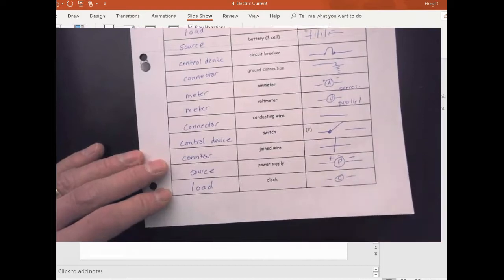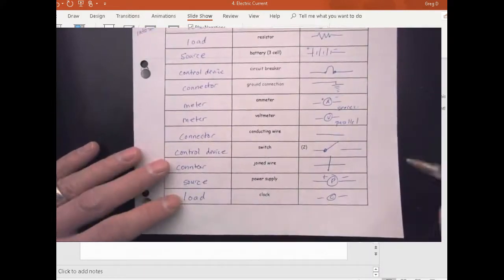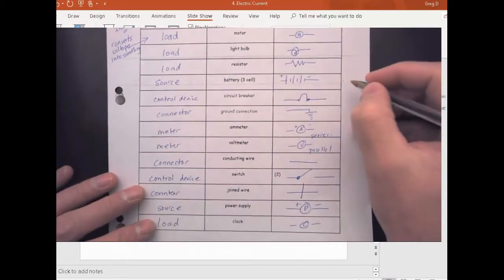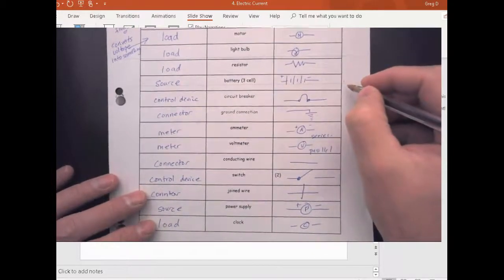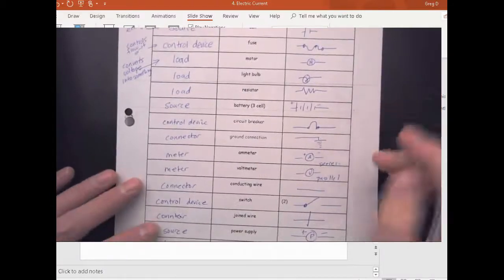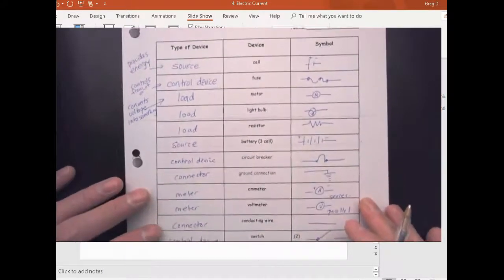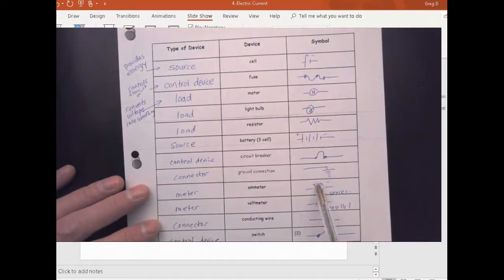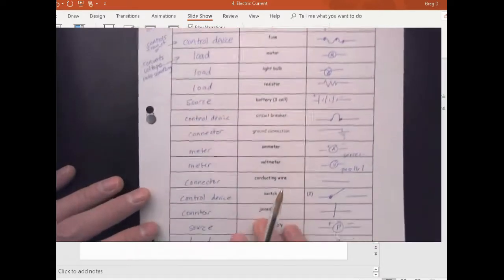So the most important thing that you need to know is these ones here, the ones that I highlighted before. For example, what does a battery look like? What does a light bulb look like? And what does a basic cell look like? Okay, voltmeter and ammeter. So I'll give you this handout.